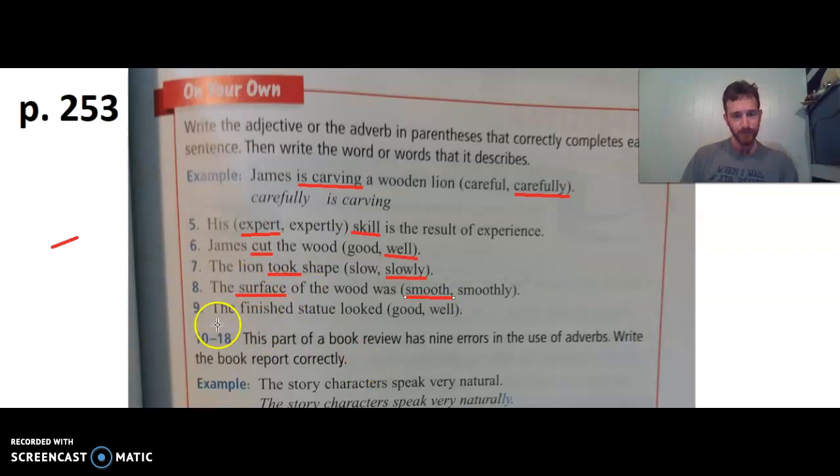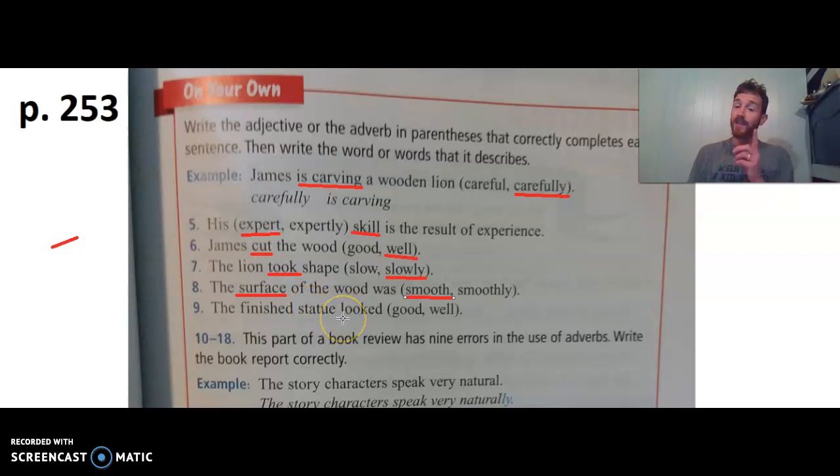All right, how about the last one? The finished statue looked good or looked well. Well, let's think. In this case, looked is what kind of verb? Looked in this case is a linking verb. We might look out a window. We talked about this early in the year, and this is where some linking verbs can get a little tricky. We might look out the window, which would describe an action. But in this case, looked is telling us about the statue. It looked good or well. Which one would it be?